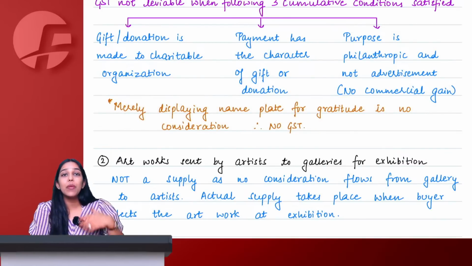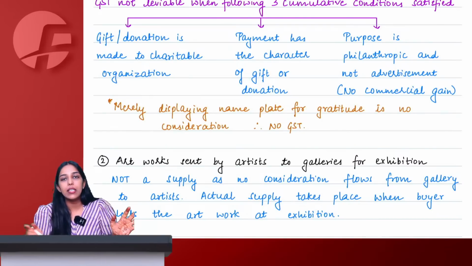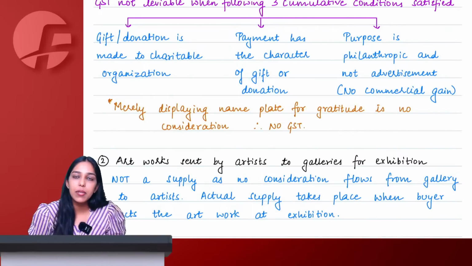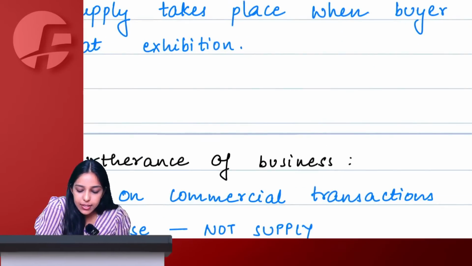But if you are displaying your business name, trade name, such as IDT, CA Final, CA Inter, etc., then it will become taxable under GST. Second point, very simple. Let us say Mr.